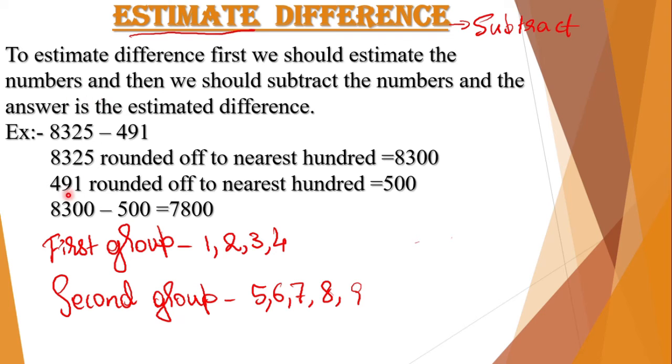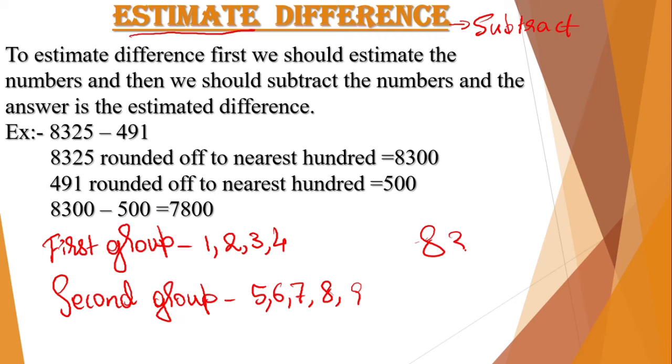So 491 rounded off to the nearest 100 will give us 500. Now we should subtract because it's a difference. It's very easy now to subtract because we have 4 zeros. We can easily write the zeros like that. If there are more zeros, we can subtract, multiply and add easily. So it will be easy for us now to subtract.